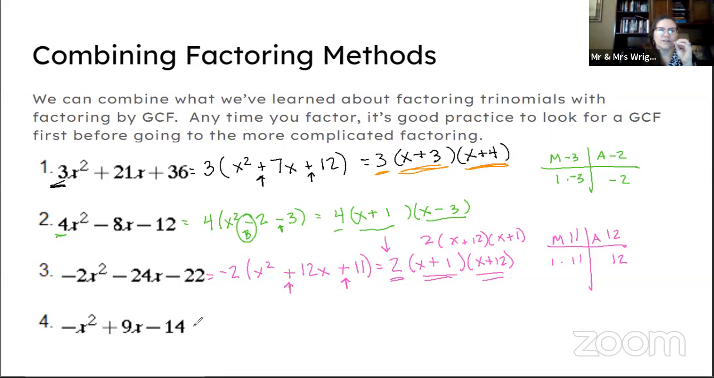All right, here we have a negative. That's the only thing that we can take out, even if it's just a -1. If you have a negative in the front of something, you do have to take it out through greatest common factoring. Okay, so -1 times x squared. 9x divided by -1 is going to be -9x. -14 divided by -1 is going to be a positive 14.